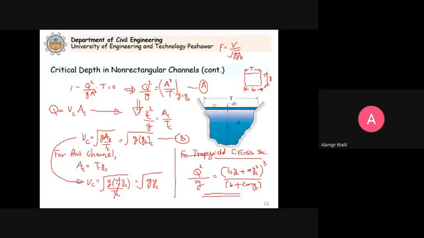This is the equation that we can use for the trapezoidal cross section. Here in equation A, we just put the values. So the basic concepts that we developed for rectangular channels, we can now generalize for non-rectangular channels. If the problems are given for non-rectangular channels, then we can apply these equations to analyze them.